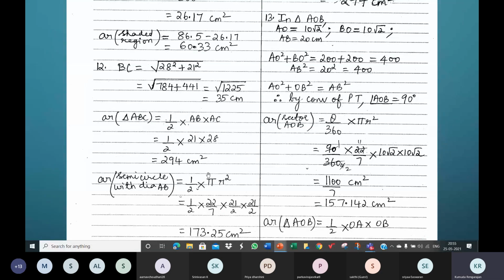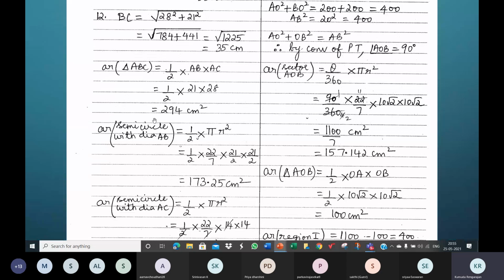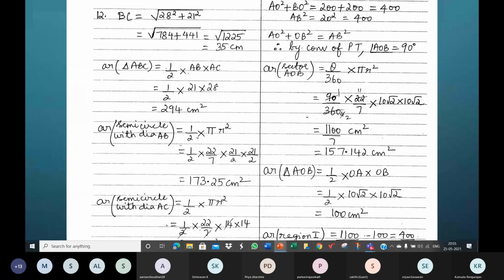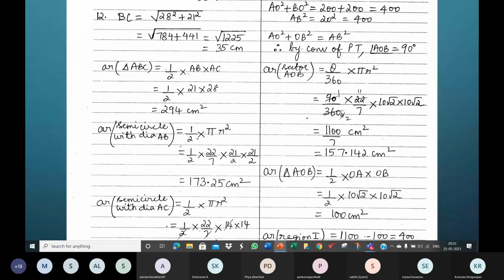Area of the triangle is 294. Area of the semicircle with diameter AB is 173.25. And the area of the semicircle with diameter AC is 308. Have we got these values? Yes, ma'am.